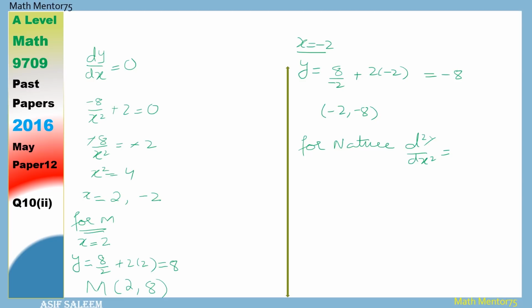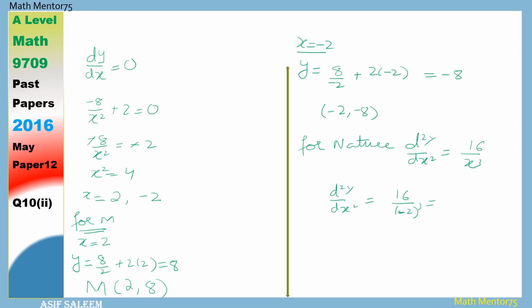We know what the second derivative is. The second derivative we have just calculated is 16 over x cube. Now let's substitute the value in the second derivative, that is minus 2 raised to the power 3, minus 8.